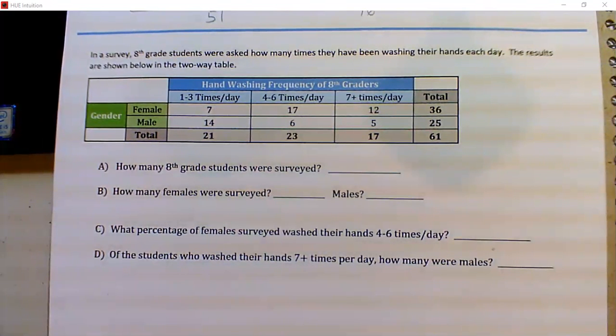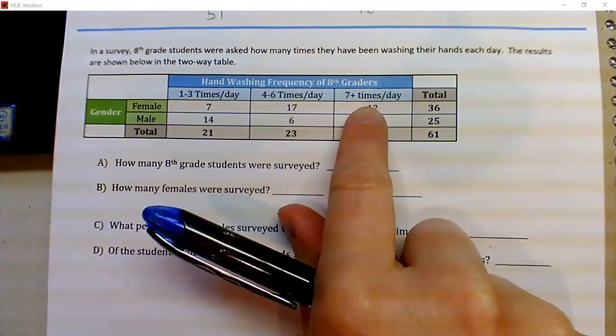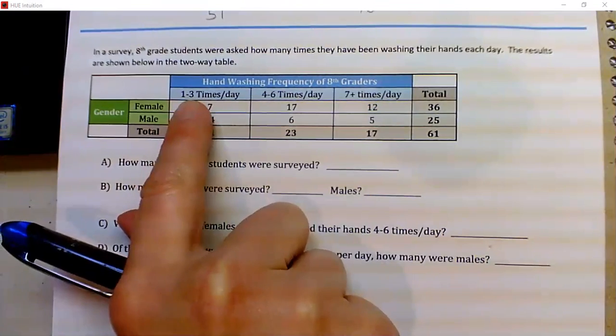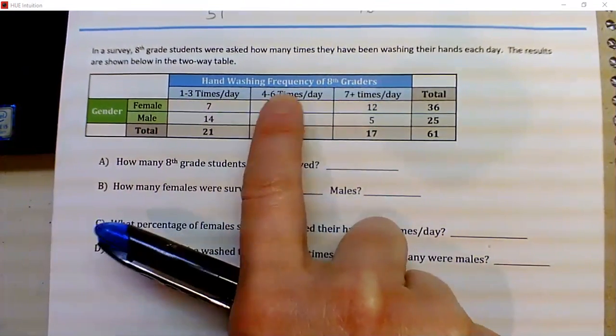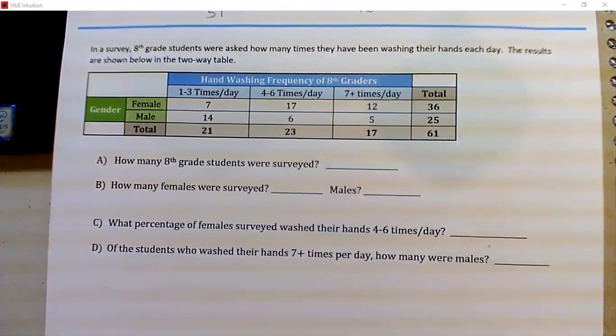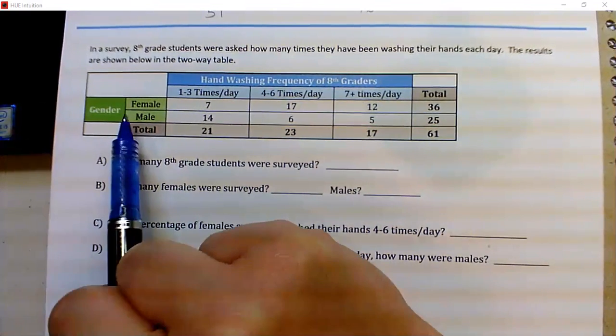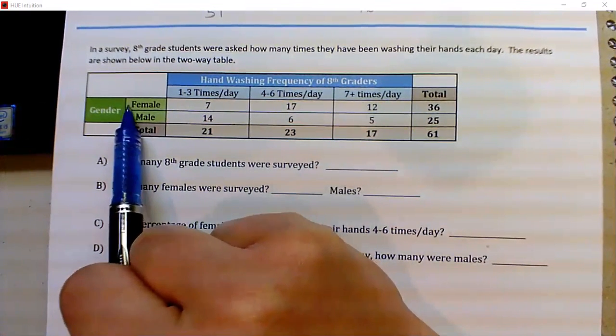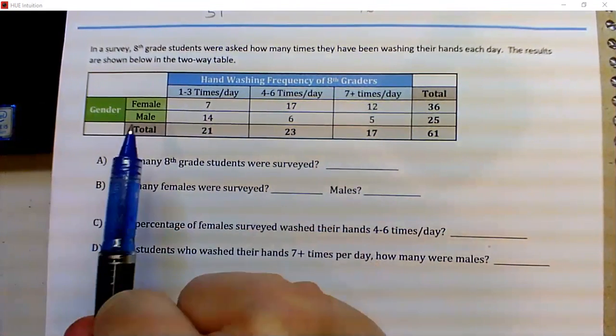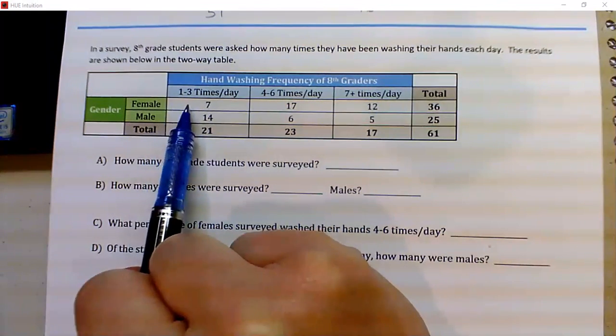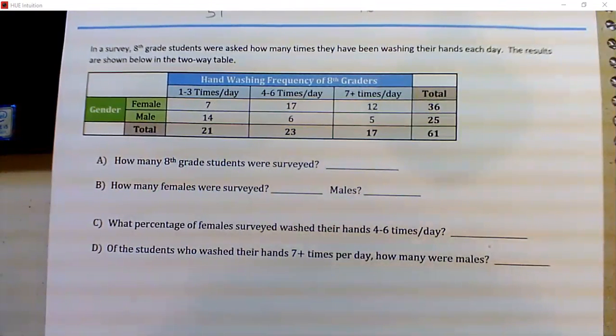So we wanted to know, it says in a survey, 8th grade students were asked how many times they have been washing their hands each day. The results are shown below in the two-way table. So again, I just broke down the hand washing frequencies. You could choose from 1 to 3 times a day, 4 to 6 times a day, or 7 or more times per day. And then we also broke it down by gender, so female or male. So we wanted to take a look at how many of you were falling into which of those categories.